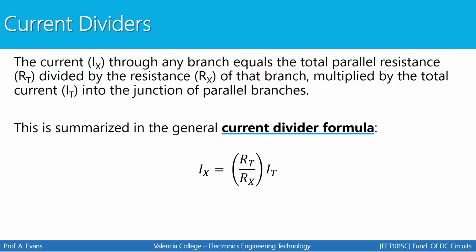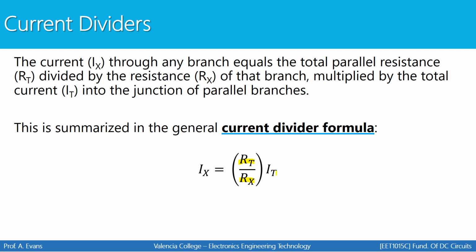The current, which we'll call Ix, through any branch equals the total parallel resistance, RT, divided by the value of the resistance for Rx. So this is very, very similar to the voltage divider formula, but notice that the fraction has been flipped. The total resistance goes on the top. The resistor that you're trying to find the current for goes on the bottom. With a voltage divider, that would be flipped. So you will have to keep in mind which formula you're using and what goes on the top and what goes on the bottom. Notice that we take this ratio and simply multiply by the total current.